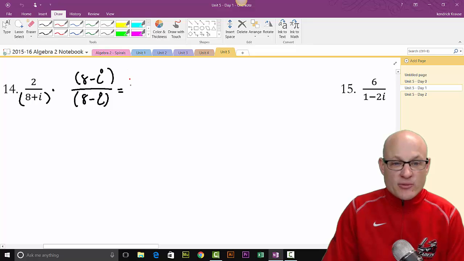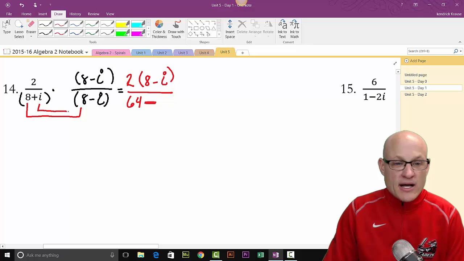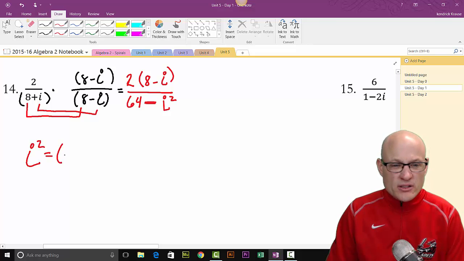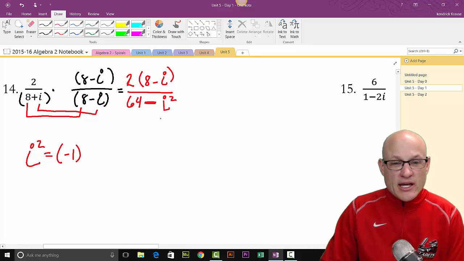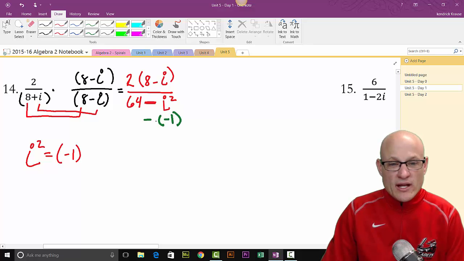In the numerator, we're not distributing. We're just going to write it as 2 times (8 minus i), all over 64 minus, what is positive i times negative i? That's i squared. But if you remember correctly, i squared is really negative 1. So what I really have here is minus negative 1. Well, that's really just a plus 1. So my denominator is 65, and my numerator is just 2 times (8 minus i).